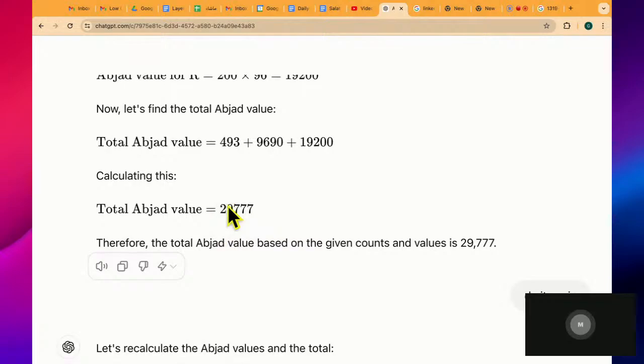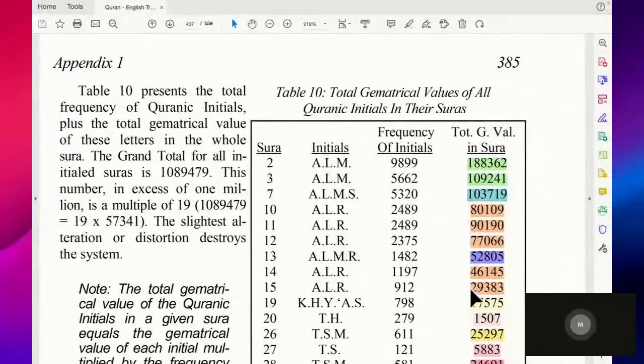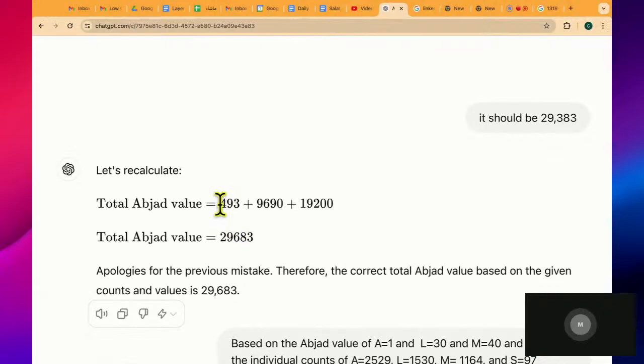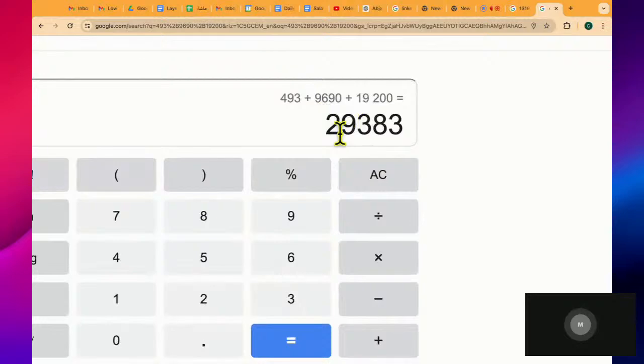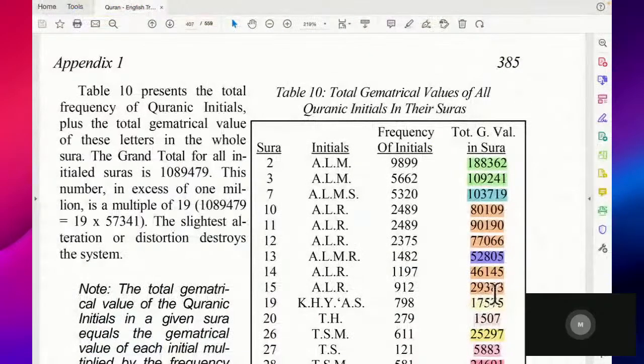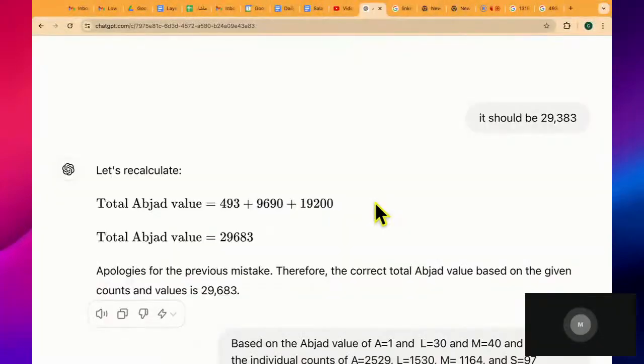And it gave me again a wrong number, right? Because that's not the number here. This is the part that I copied and pasted into the internet to see the number for myself. And it was 29,383. It's a good tool, but not absolutely accurate.